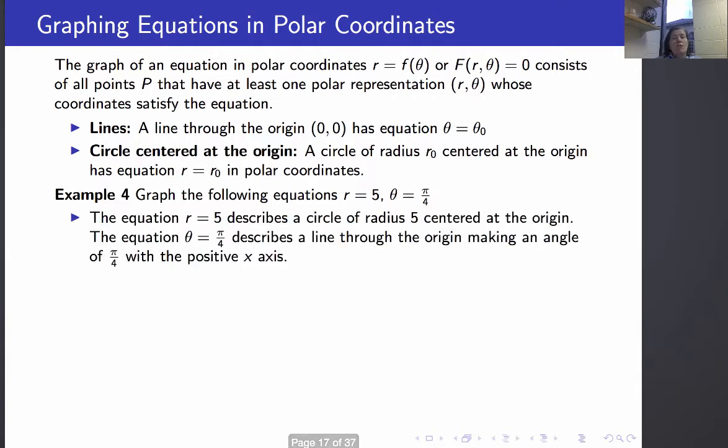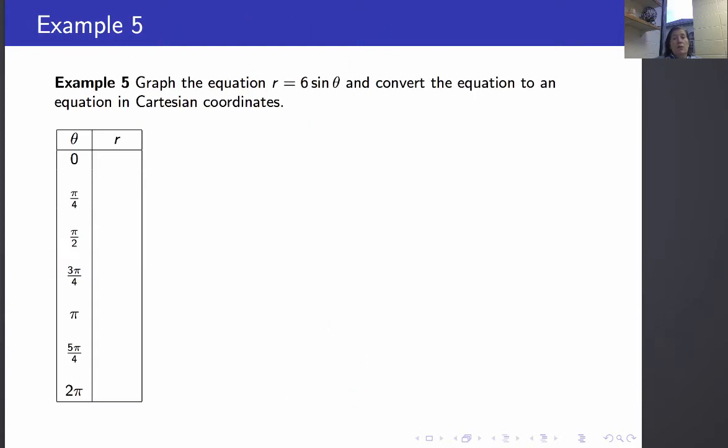So if I want to graph the equation r equals 5, this simply describes a circle of radius 5 centered at the origin. And if I want to graph the equation theta equals pi over 4, this is simply the line through the origin making an angle of pi over 4 with the positive x-axis. We've graphed both of them here in red. You see the line making the angle pi over 4 with the positive x-axis, and also the circle of radius 5 centered at the origin. Okay, so those are the simple graphs.